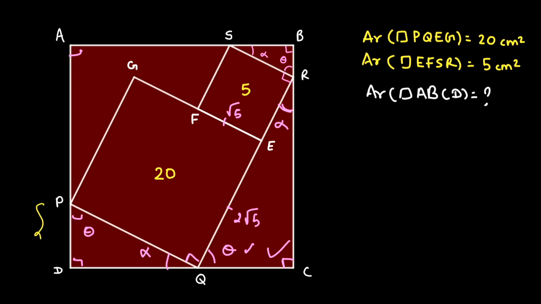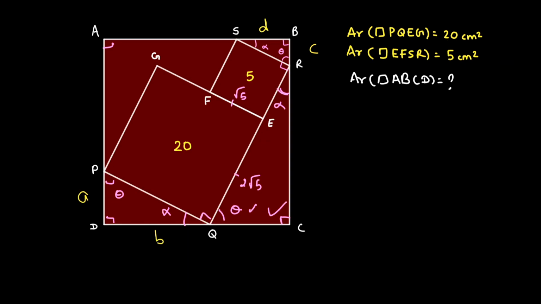So the length from point P to D, I will take it as a variable A. The length from D to Q, I will take it as a variable B. Now the length from B to R, I will take it as a variable C, and the length from S to B, I will take it as a variable D. Now look carefully, the question is to find the area of the square ABCD.